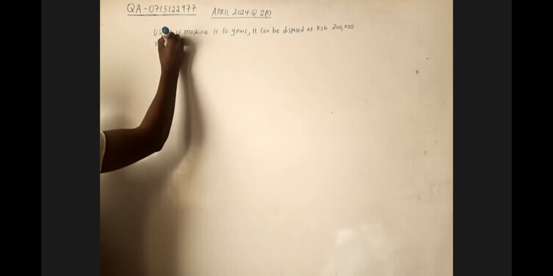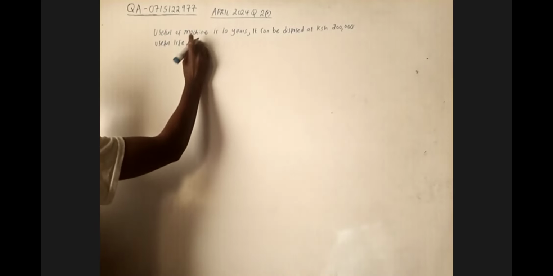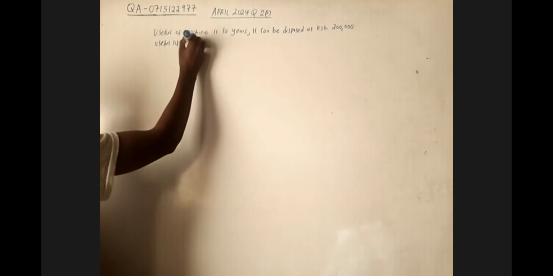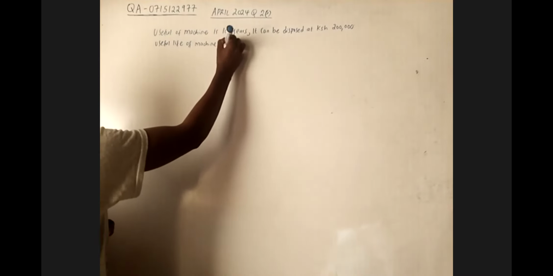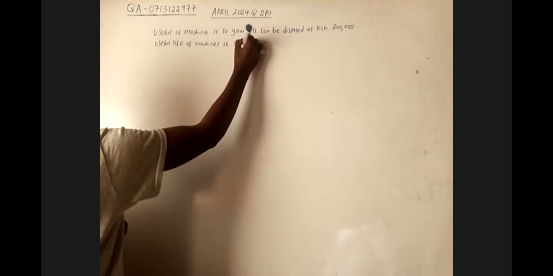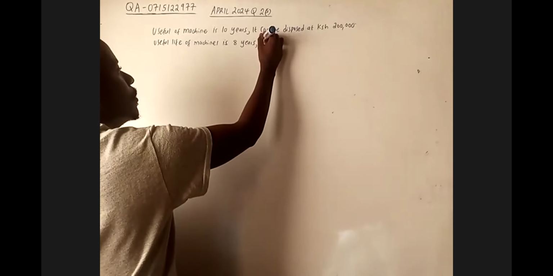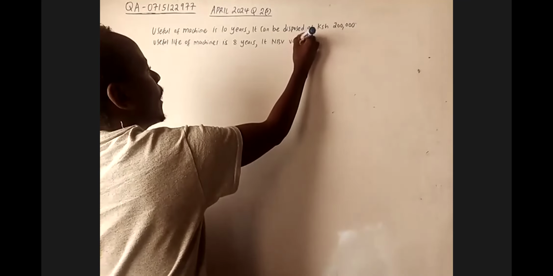Now, where the useful life of the machine is 8 years, the net book value is Kenya shillings 560,000.